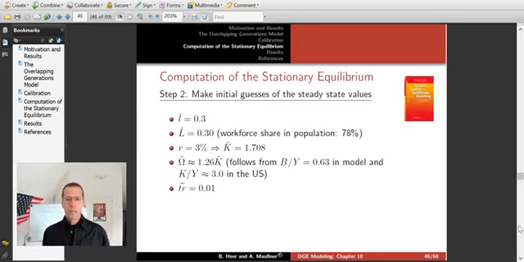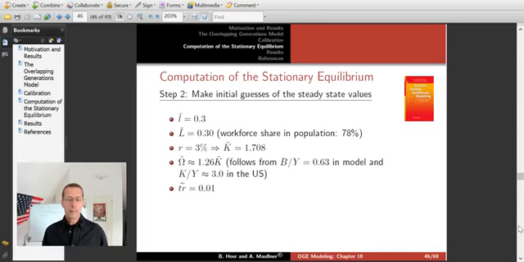In this second step, we make an initial guess of the steady state values. This is not crucial for the convergence of our algorithm. The algorithm is really robust. It will converge almost independent of what we choose initially. But if we have a good initial guess for our aggregate values, then the convergence, the iteration over the aggregate variables, the outer iteration, will be faster. And of course, we want to save on computational time.